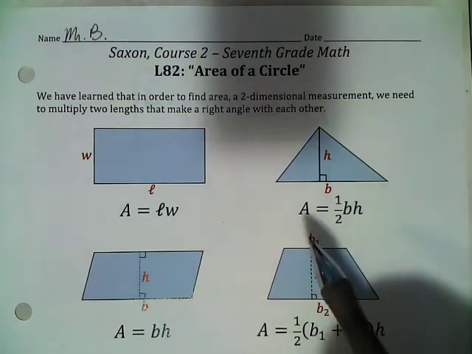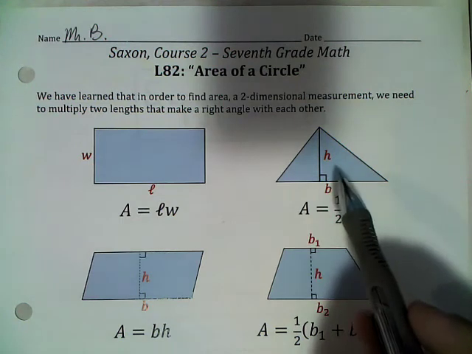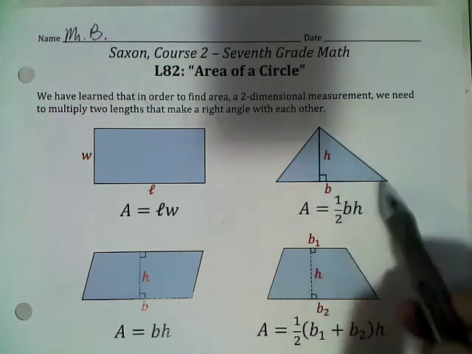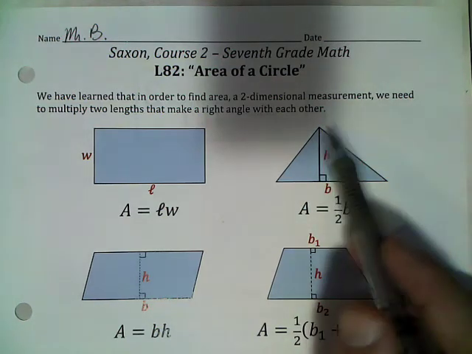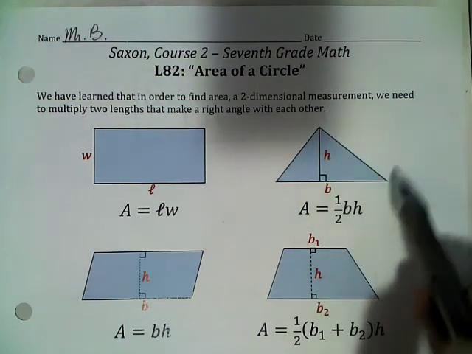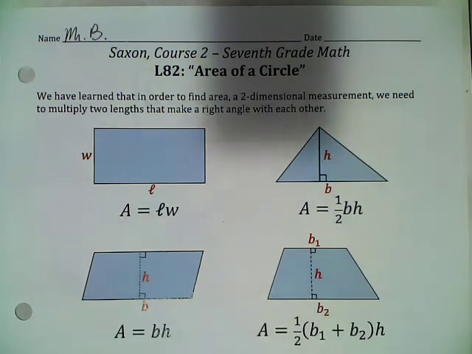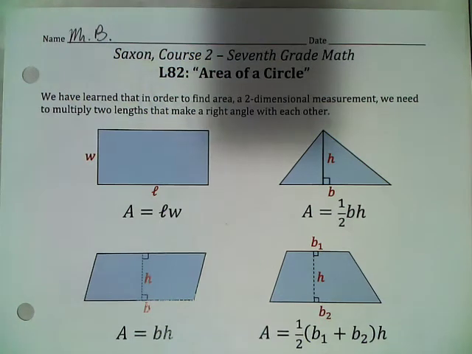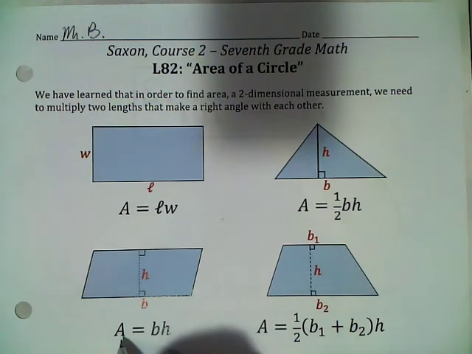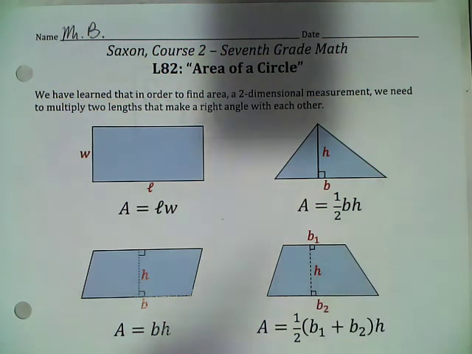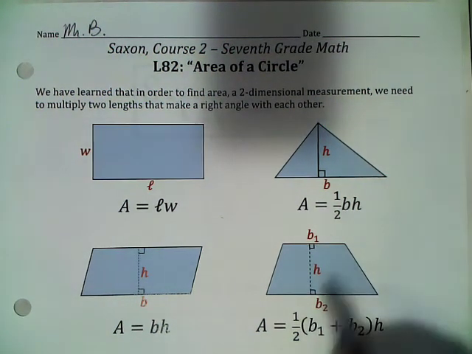Triangles, in some ways a triangle is half of a parallelogram. If I were to cut this triangle out and trace it on a piece of paper and then flip it around, I could trace another triangle out here and end up with a parallelogram. So every triangle is half of some parallelogram. So if the area of a parallelogram is A equals BH, then a triangle, half of that, is A equals 1/2 BH. And then most recently we've learned about trapezoids.